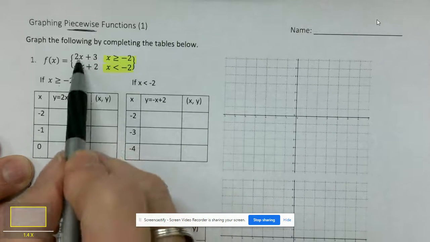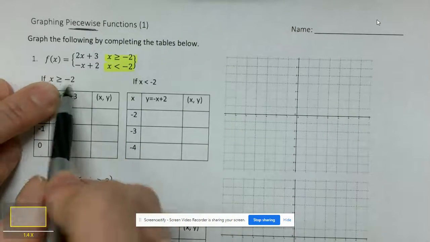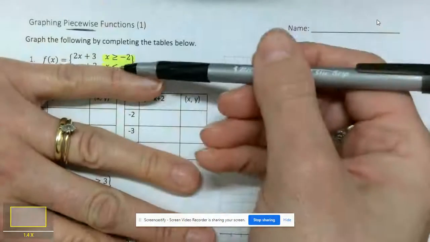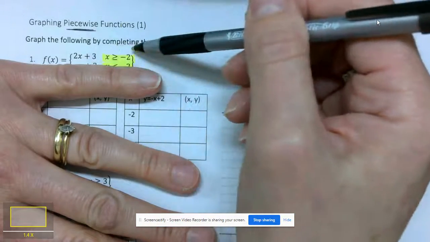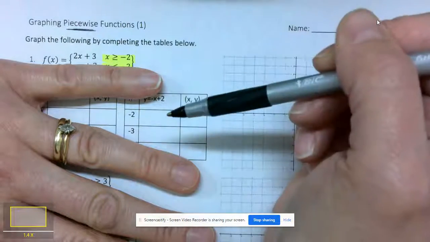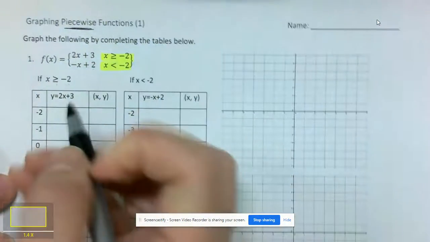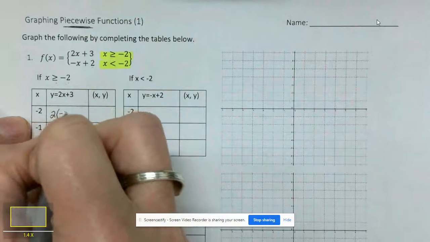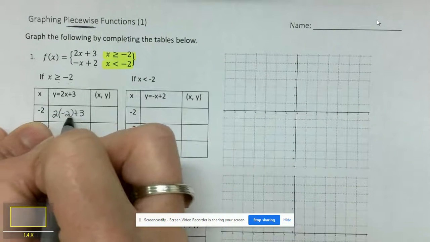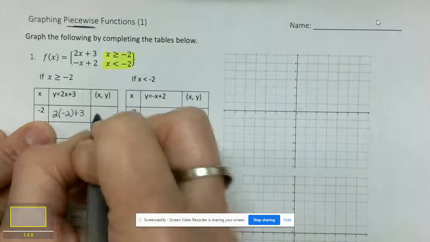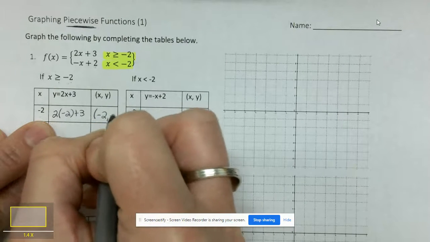That means if it's numbers greater than or equal to negative 2, then I'm going to ignore this bottom equation, and I'm going to use this 2x plus 3, because that's where x is greater than or equal to negative 2, okay? So I'm filling in negative 2. That's 2 times negative 2 plus 3. Okay, that's negative 4 plus 3, which is negative 1. So that's the point negative 2, negative 1.